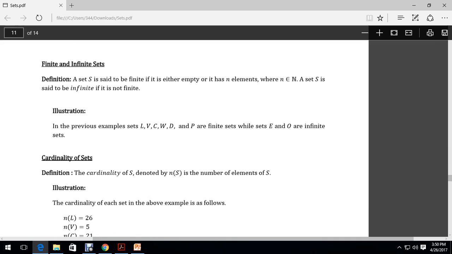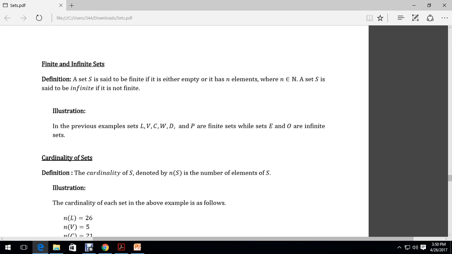Okay, so next we have finite and infinite sets. A set S is said to be finite if it is either empty or it has a countable n elements, where n is an element of the natural counting numbers. Otherwise, if the set S is not finite, then it is said to be infinite.